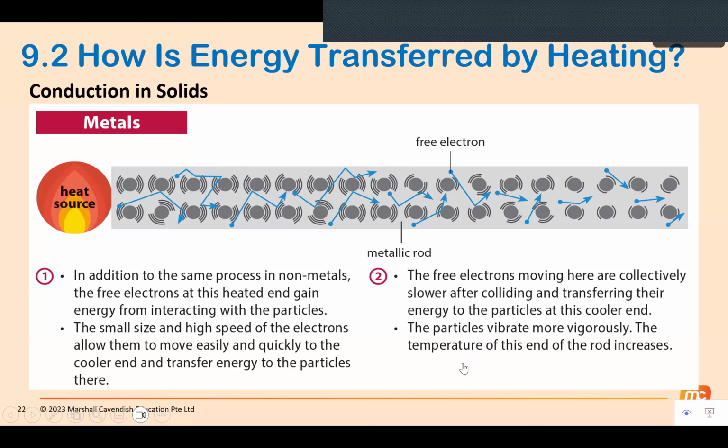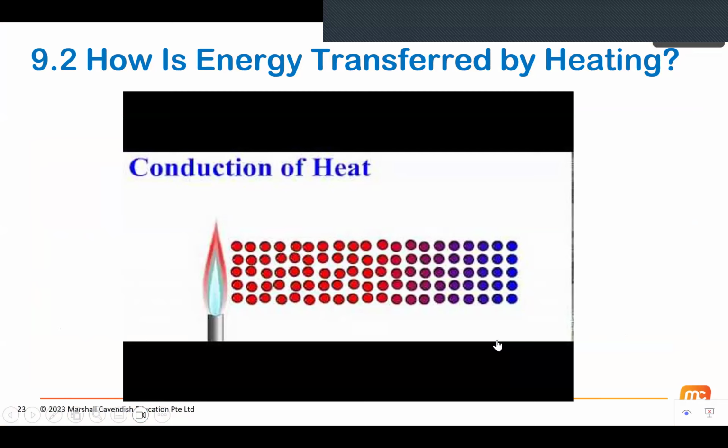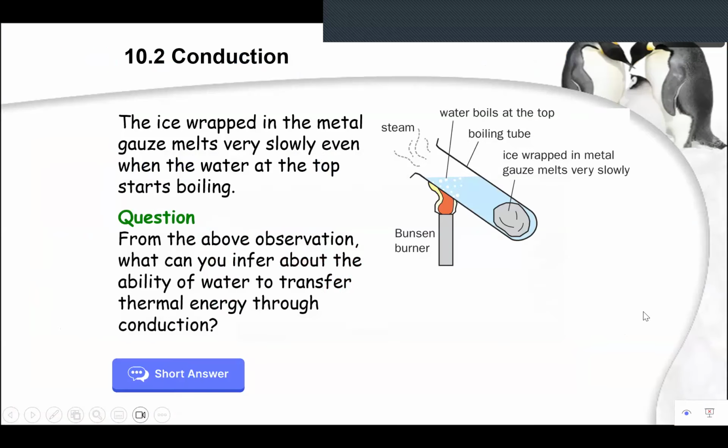Next. I will not show you this video. You may watch this video on your own about how conduction of heat takes place. We will go through a few examples of how conduction is applied.